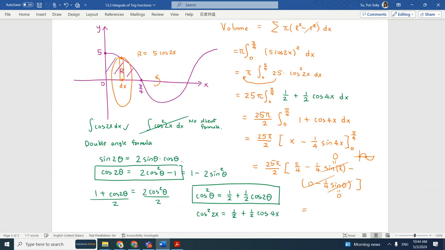Okay. So therefore we have what? 25 and pi times pi is pi squared over 2 times 4 is 8. So the volume of this solid is 25 pi squared over 8. Everybody? Okay. And this is how to find the volume.